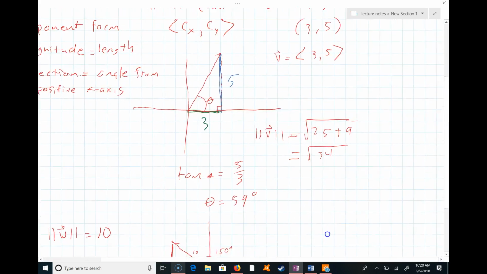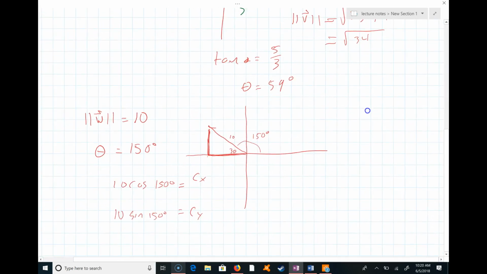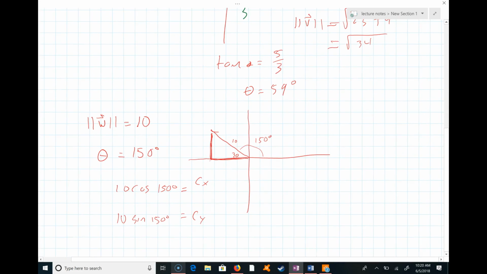So that's a skill that you should have with vectors. Given the component form, you should be able to come up with the magnitude and direction. Or given the direction and the magnitude, you should be able to come up with the component form. Yeah? That make sense? We're okay with that? Okay. Cool.